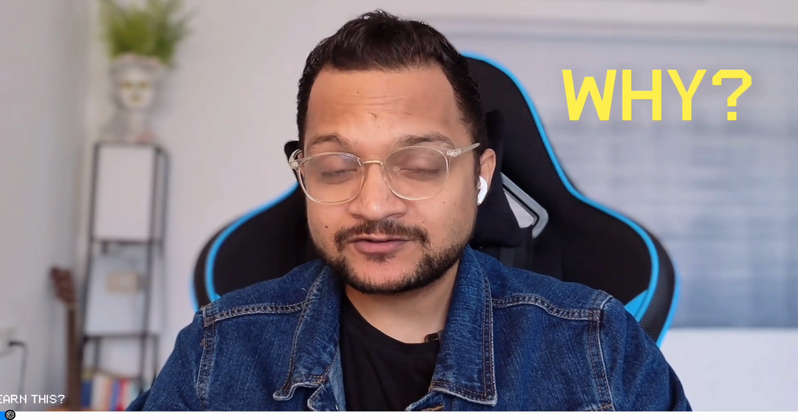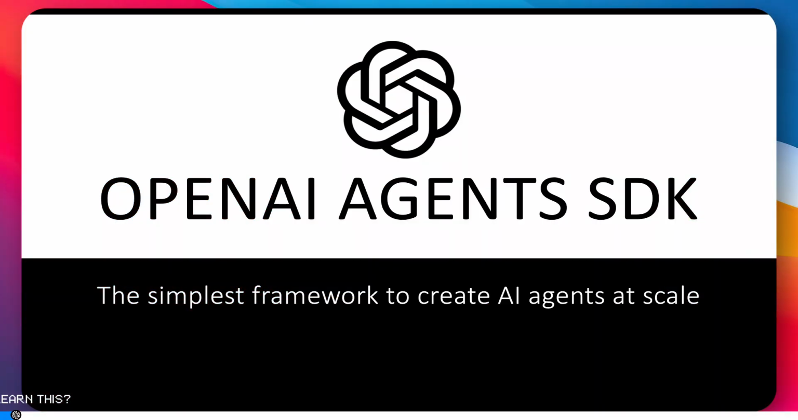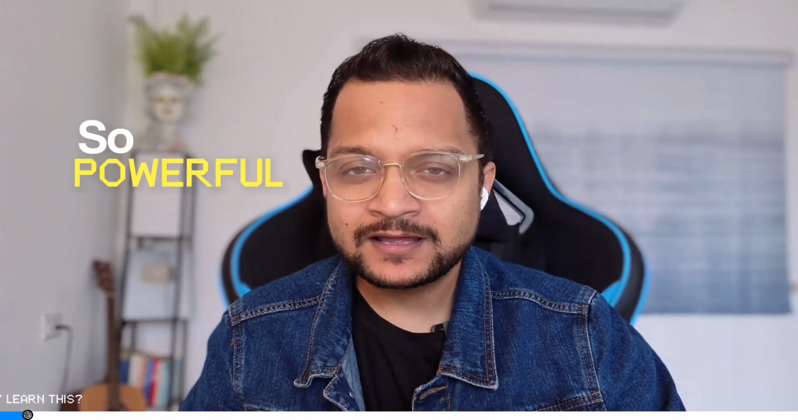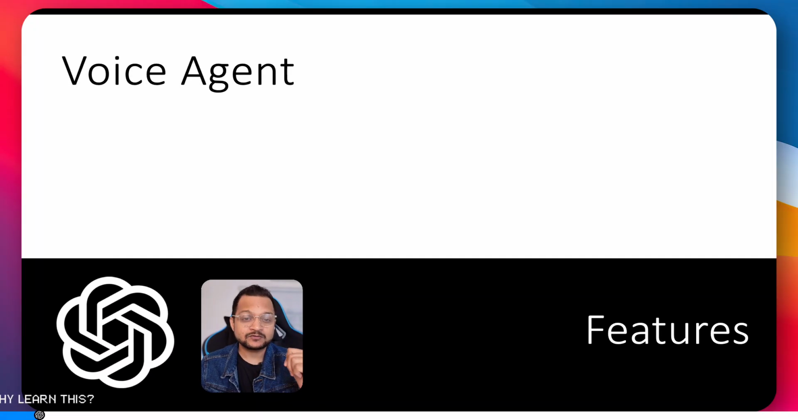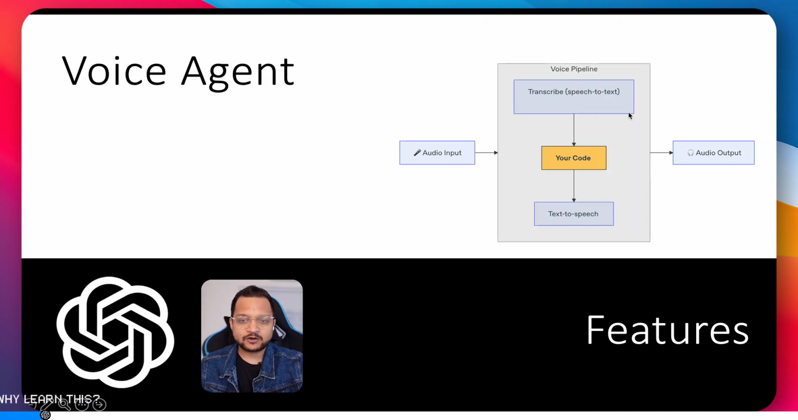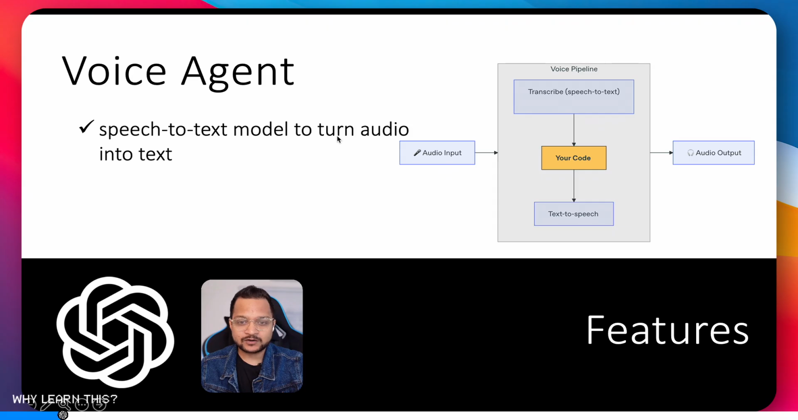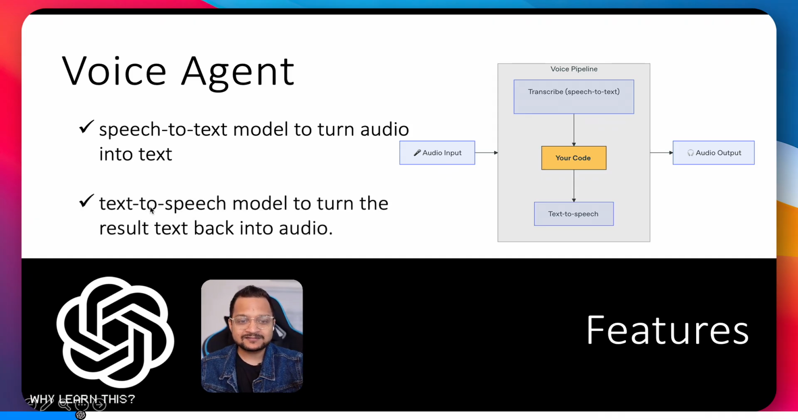But why should you spend time learning about the OpenAI Agent SDK? What makes this Agent SDK so powerful that you should learn it? The very first feature I am really excited about is voice agent. With the voice agent, you can obviously say something, and then that audio is first converted to text. That means a speech-to-text model turns the audio into text. Then the text is fed into the LLM. We get some output, and finally the text is converted back to speech to turn the result back into audio.